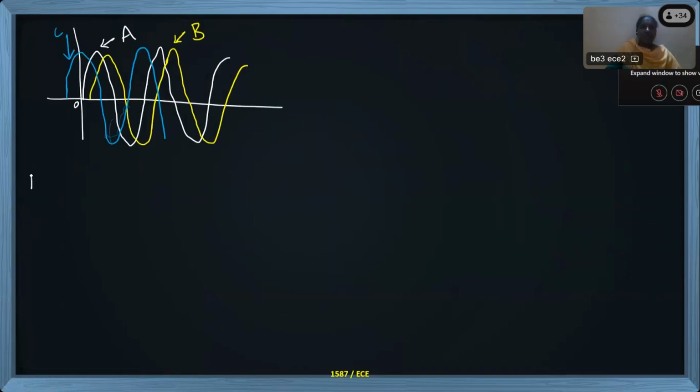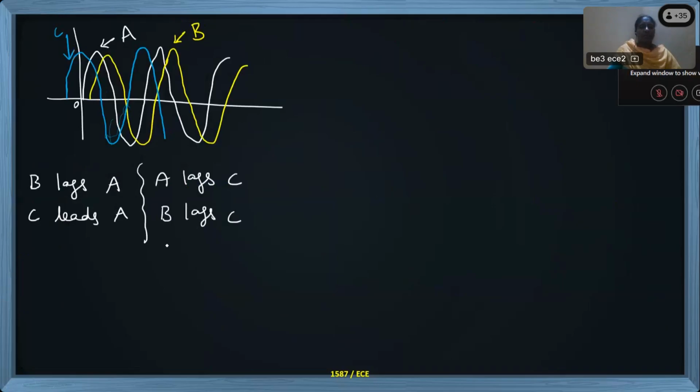Okay, so here B lags A, and C leads A, and these are the 2 main things you have to remember. Other than this, A lags C also we can say, B lags C also we can say, and C leads B also we can say. These are additional informations. But you have to remember these 2 statements.